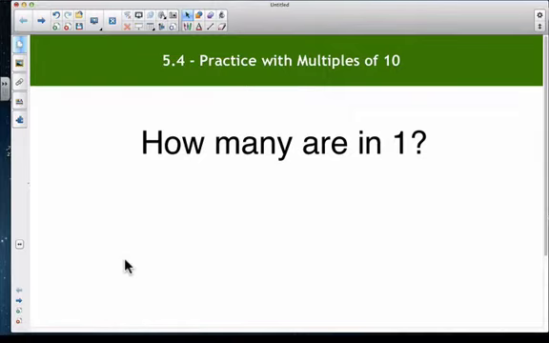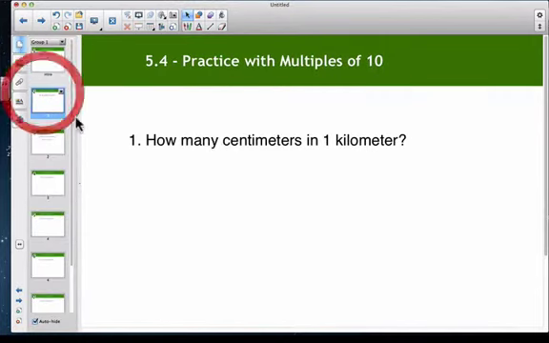So we've also been working with converting typically metric measurements, metric units, and we've been working with that a little bit. That's what we're going to continue doing today. And we know that there's that one question that we need to ask ourselves: how many are in one? So let's take a look at a couple of examples here.